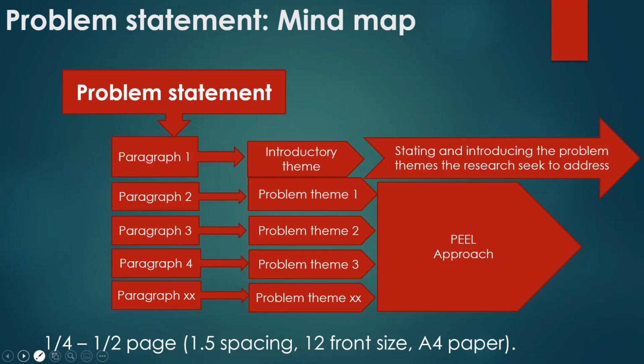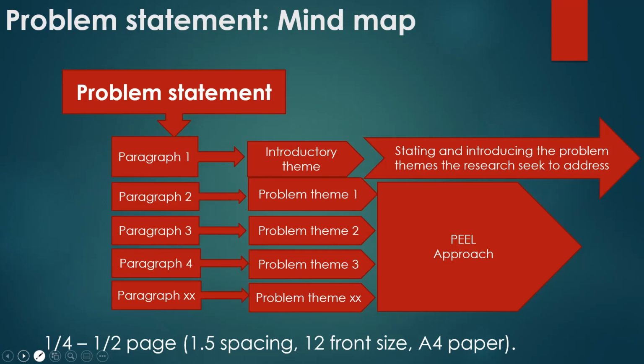So if I identify four problem themes that are related to my research title, then I must expound each theme into a paragraph using the PEEL approach. So for the first problem theme, the first sentence should be the topic sentence whereby I have introduced the problem, because PEEL is saying that you must state the point in a topic sentence. So that topic sentence will be the point, stating the problem.